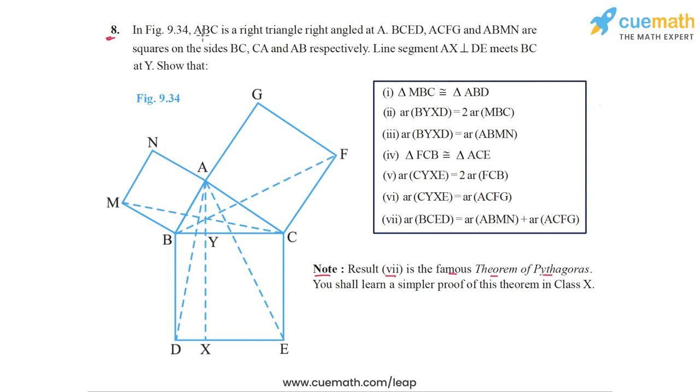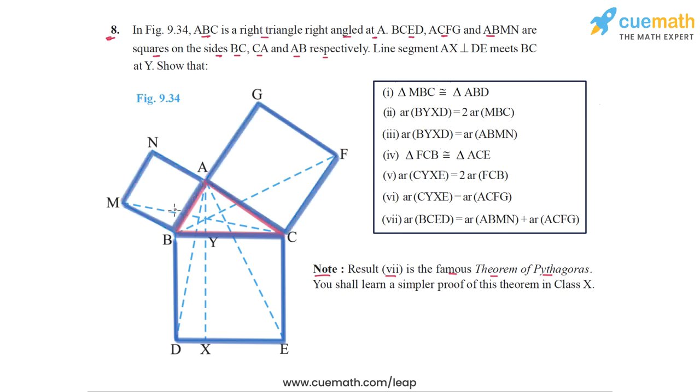Here's what it says. ABC is a right triangle. I'm highlighting this triangle, ABC, which is right angled at A. BCED, ACFG and ABMN are squares on the sides of BC, CA and AB respectively. So BCED is this square, ACFG is this square and ABMN is this square. So I've highlighted all the three squares on the sides of triangle ABC.